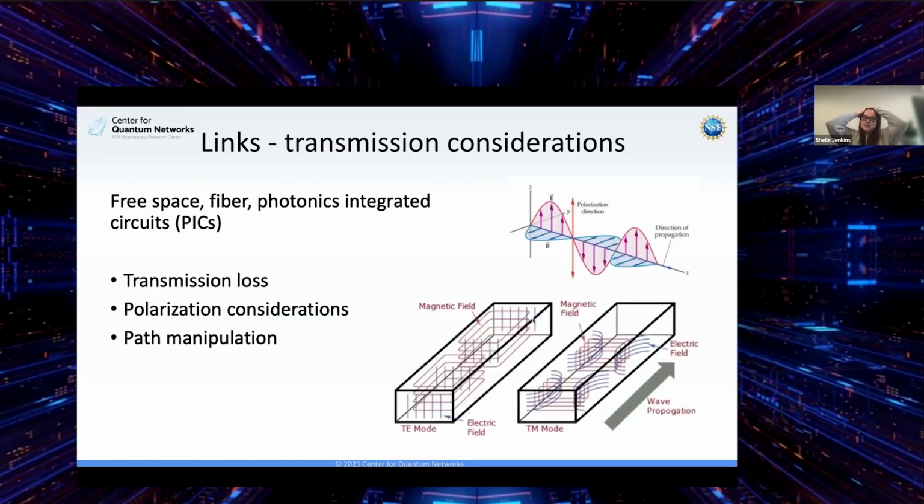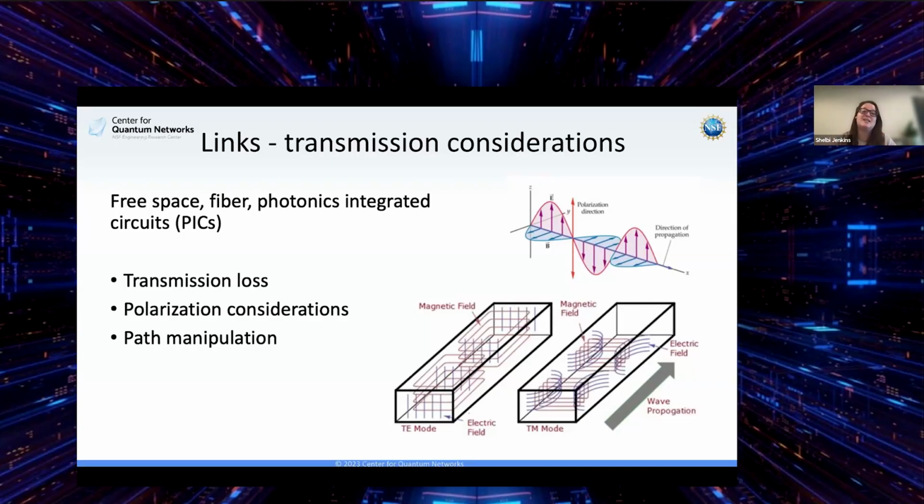So when we talk about the links between source nodes and consumer nodes, or consumer nodes and other consumer nodes, there are a couple considerations we want to account for. This can be done in free space, fiber, or via integrated circuits. It just depends on, like I said, these different considerations. One of them is transmission loss. When you're working with individual photons, loss is going to be pretty detrimental. We want to be able to keep as many photons as we can. So things like fiber and integrated devices are going to be a lot more lossy than free space.